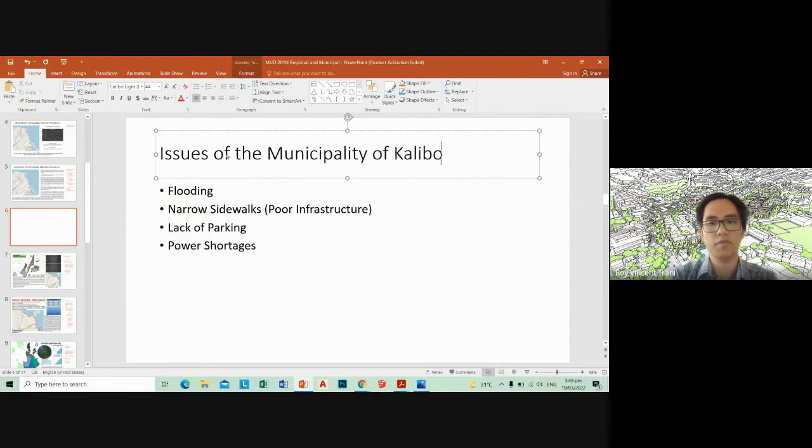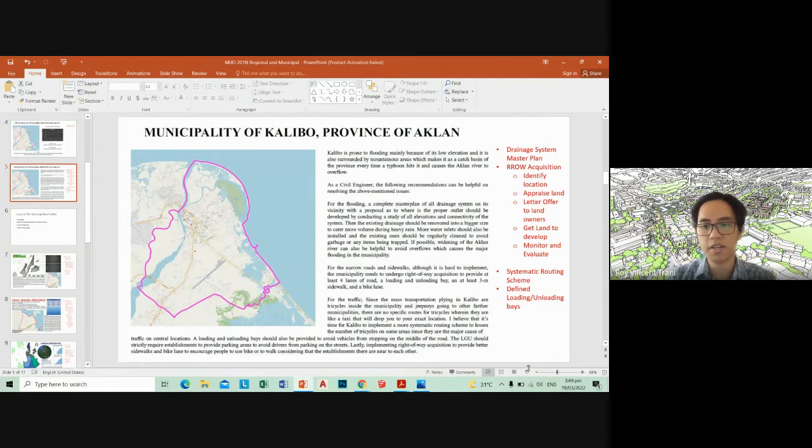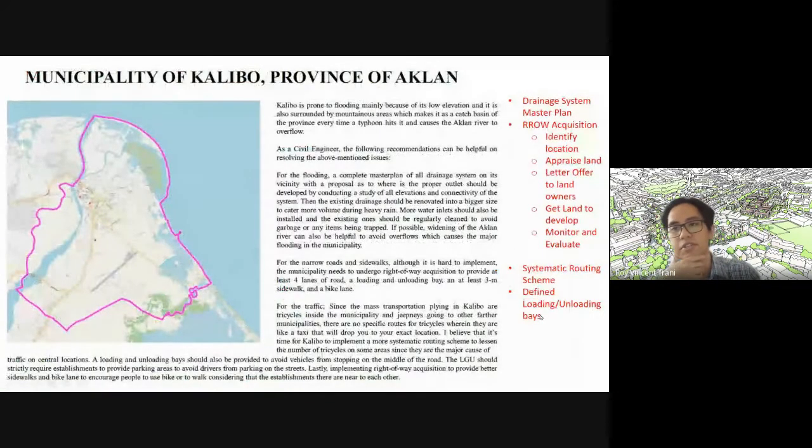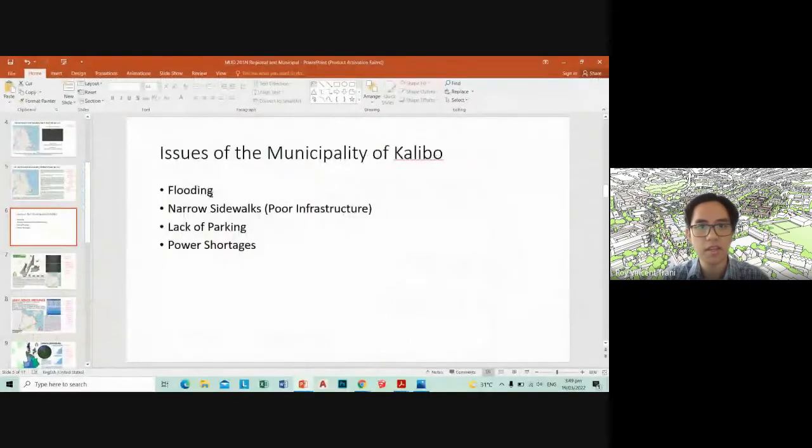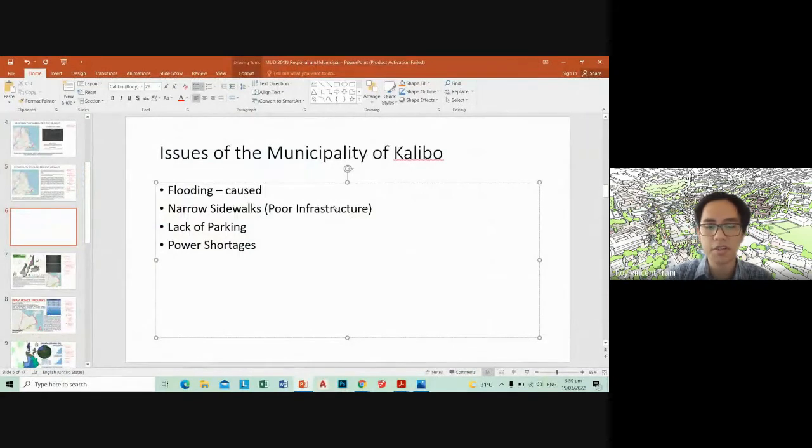Okay, so based on our discussion earlier this morning, I'll just give Joseph a recap: Kalibo is prone to flooding mainly because of its low elevation, and it's also surrounded by mountainous areas, which basically make it a natural catch basin. So we can write that down over here. Flooding caused by physical factors: low elevation and high mountain ranges.